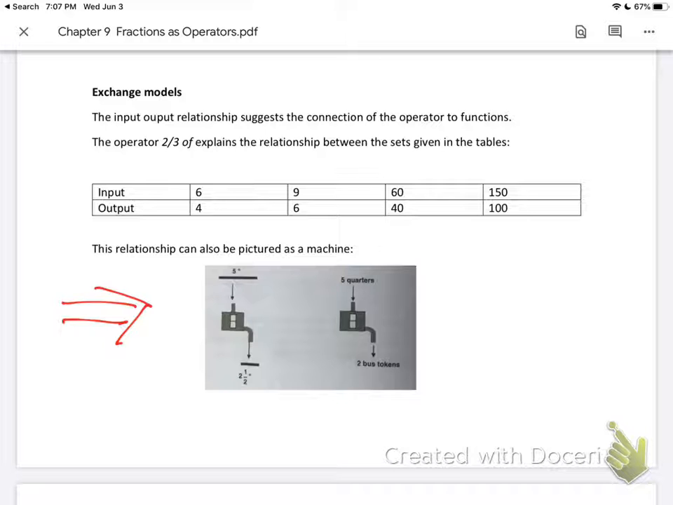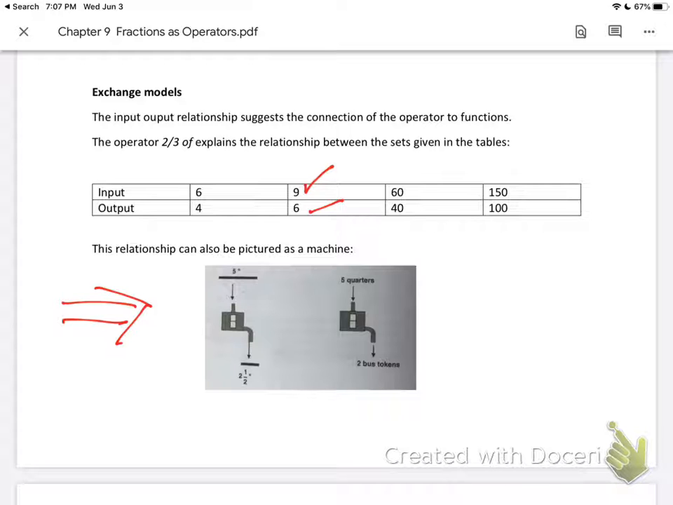The input-output relationship suggests the connection of the operator to functions. Okay, the operator 2/3 of explains the relationship between the sets given in the table. So the input is 6, and 2/3 of 6 is 4. When the input is 9, 2/3 of 9 is 6, and on and on. Okay, so this relationship can be pictured as a machine as well. So what is that relationship?